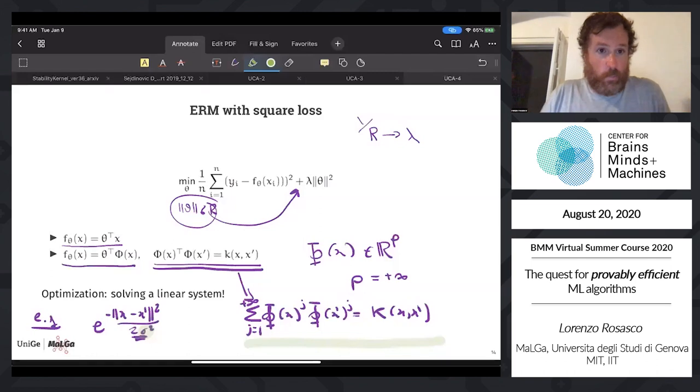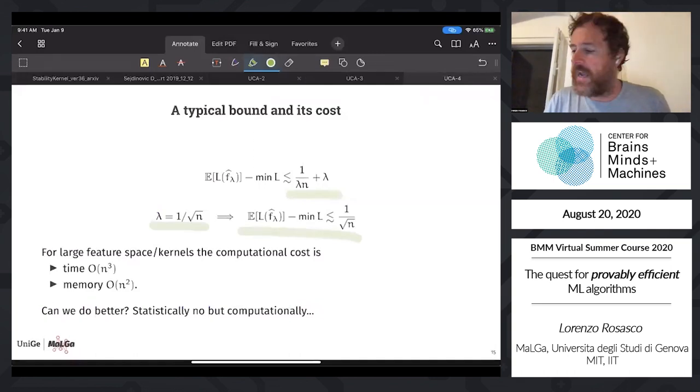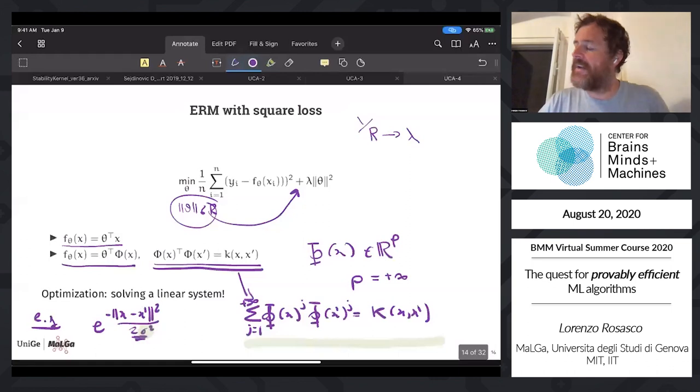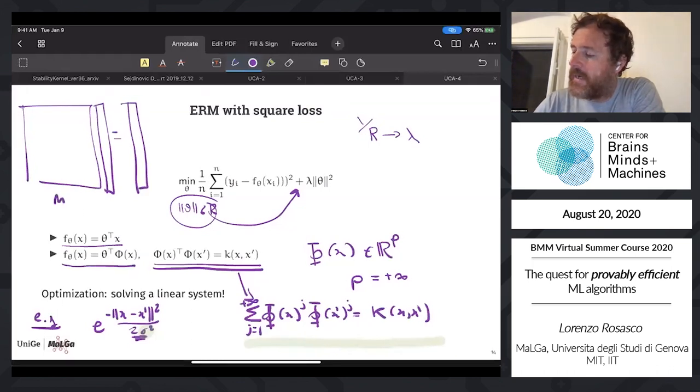I want to show you what happens when you study these kinds of things. It's very similar to before. Essentially, lambda replaces R. You can get a bound of this form that tells you that if you choose lambda this way, you get a certain error, and you can show that this error is actually pretty good, okay? It turns out that to solve this problem, and again, this will be old news for those of you who know, you have to solve a linear system, okay? I won't say exactly what this linear system is, but this is typically inverting a matrix, solving a linear system with a matrix which is n by n, okay?